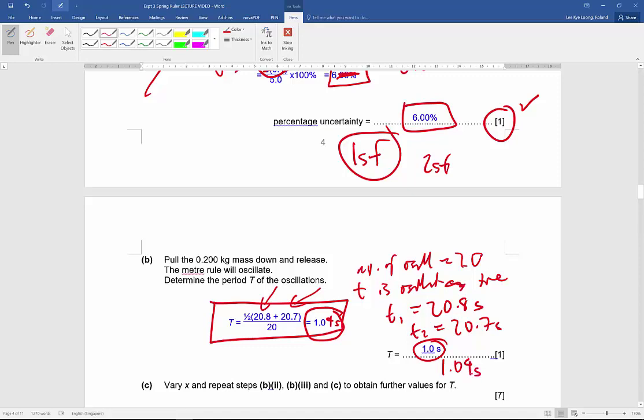So once again, let me repeat that anything that you measure and record, you have to record it to the correct DP. But anything that you calculate, you have to record it to the correct SF, the significant figure. In this case, it asks you to determine the period. The period is a calculated value. So we look at the significant figures and not the decimal point.